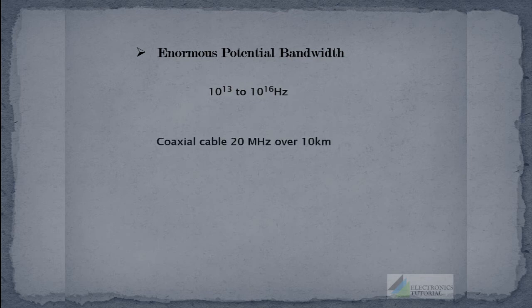That is, for a metallic cable system or a coaxial cable, the bandwidth is around 20 MHz over distances up to a maximum of 10 kilometers. And for the millimeter wave radio systems, it is modulation bandwidths of 700 MHz over a few hundreds of meters.